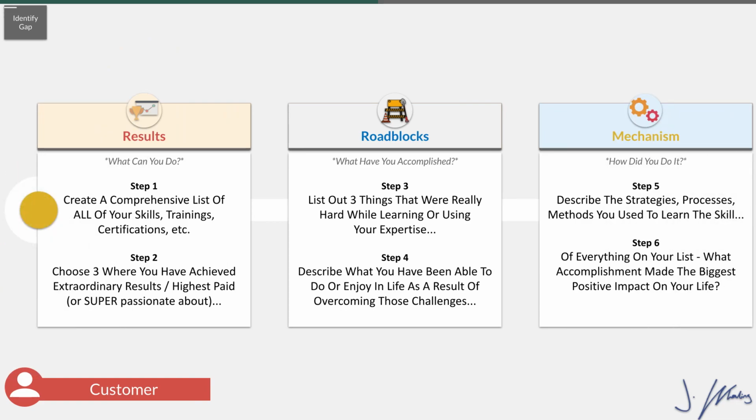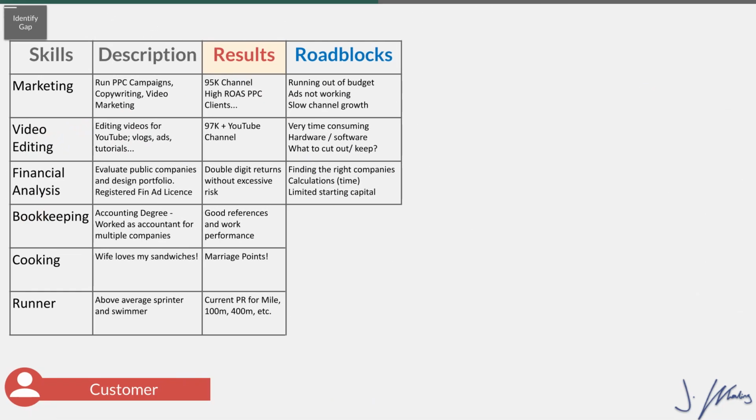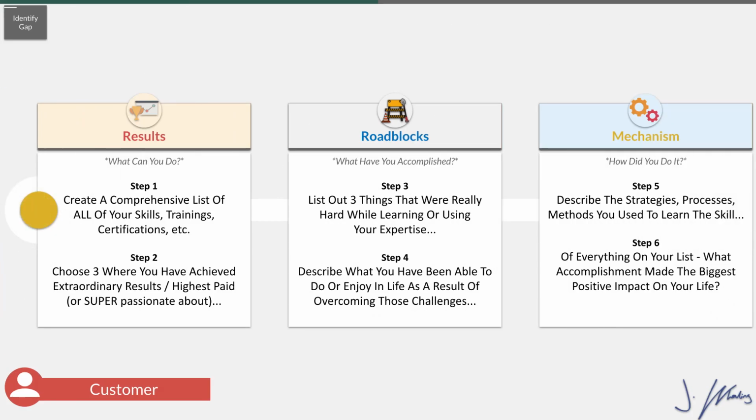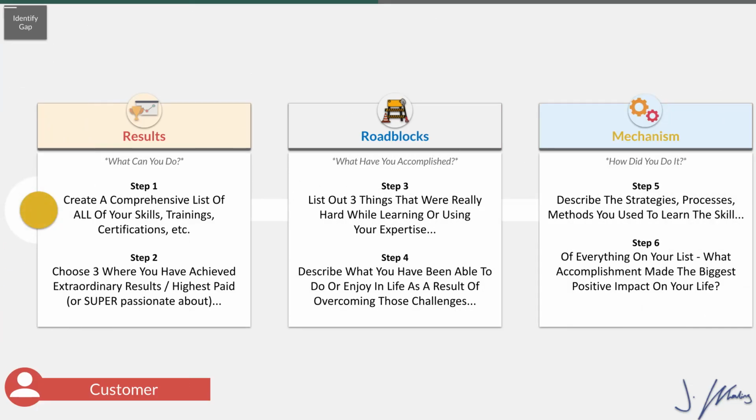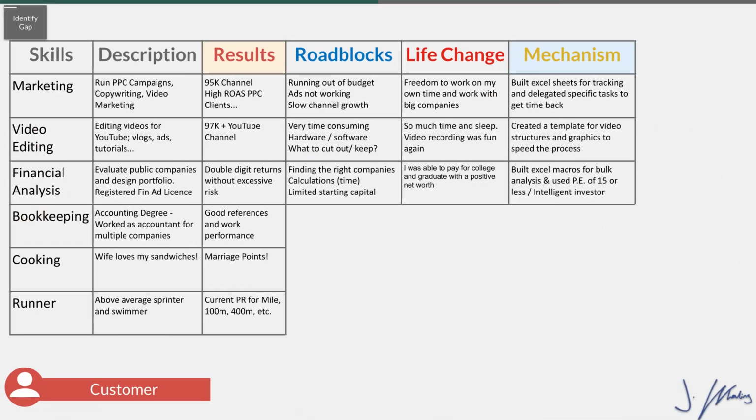And then step number 3, you want to identify what got in the way of your success. What was really hard about achieving that skill or achieving that result? And then number 4, you want to describe how your life has been different as a result of overcoming that roadblock or those challenges. This is going to help you a tremendous amount when you actually have to write product descriptions and headlines and sales copy.